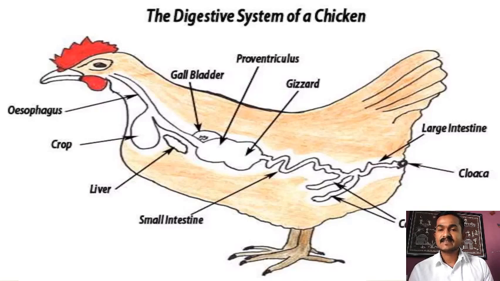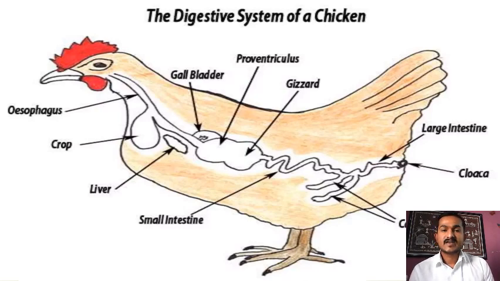And this small intestine is followed by the next organ, the large intestine. And the large intestine is followed by two finger-like projections, known as the ceca. What is it? It is the ceca. And lastly the ceca is followed by the cloaca, where it opens. Understand? That is the whole alimentary canal.